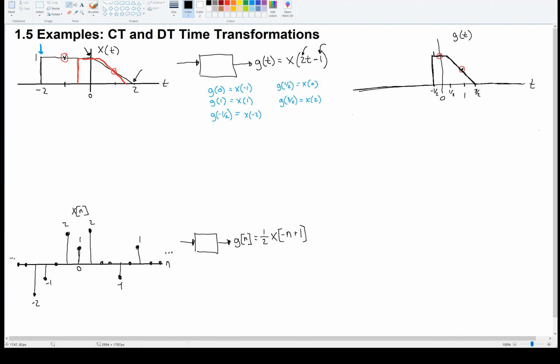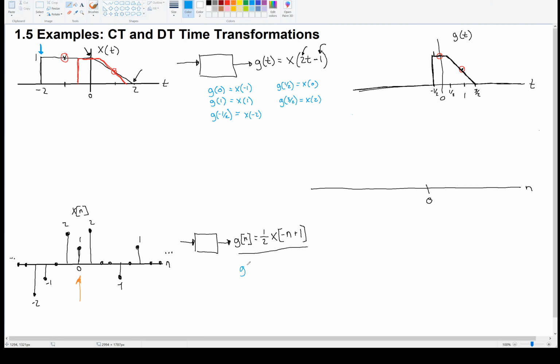All right, good. Now let's take a look at our discrete time signal down here, x of n, and we're going to apply this transformation: g of n equals 1/2 x of minus n plus 1. So let's plot that. All right, so here's going to be my origin, and notice the origin on the original plot is right here. So I can just plug in values of n.